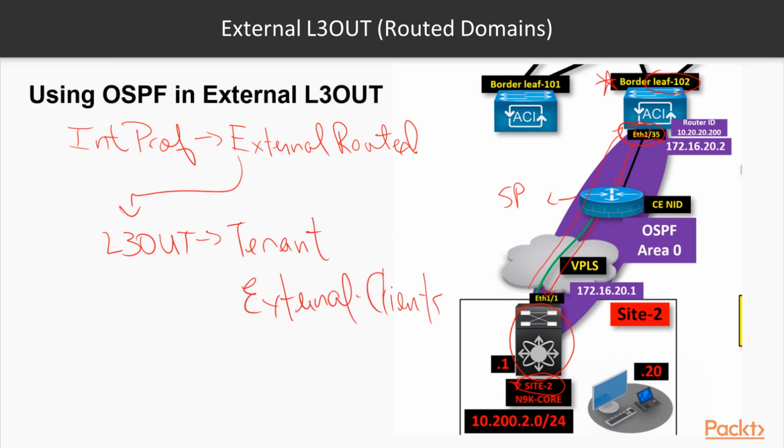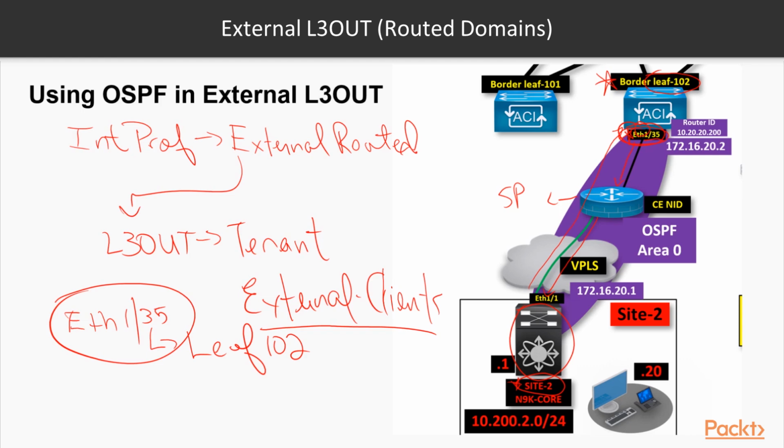So what we're going to do now, we're going to first establish that physical connectivity. You know the process, build the policy group for the interface. In the policy group, if you want to enable CDP, you can, and if you want to hardcode the speed, you can do it there. Once you have the policy group, you go ahead and configure the interface profile, enable the interface to be Ethernet 135. So we want to enable Ethernet 135 and Leaf 102. Okay, so we're going to use this interface to connect to site number 2. And once we're done with the physical connectivity, we then will peer OSPF.